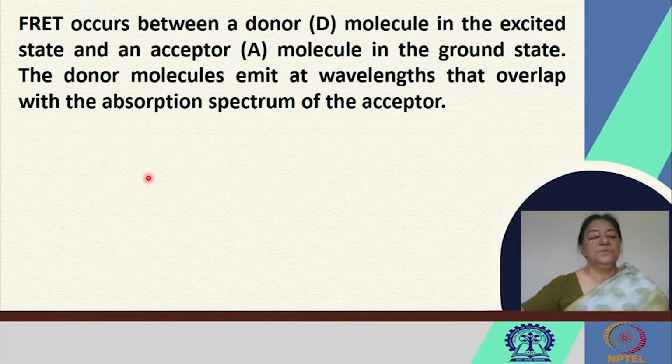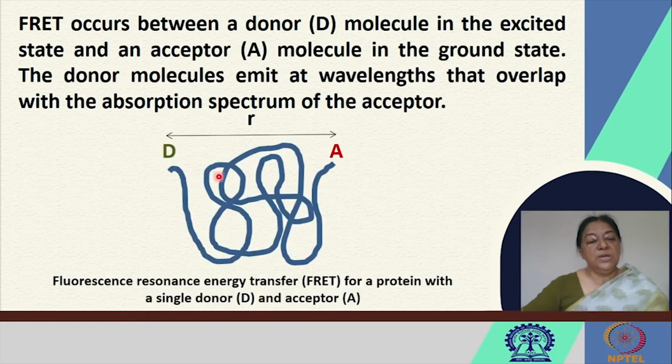Now, this FRET occurs between a donor molecule in the excited state and an acceptor molecule in the ground state. And as we saw, the donor molecules emit at wavelengths that overlap with the absorption spectrum of the acceptor. So we can tag our proteins with an acceptor and a donor, and then monitor the distance at which they gradually approach each other while the protein is folding, because it has to be within a particular distance r for the resonance energy transfer to occur.